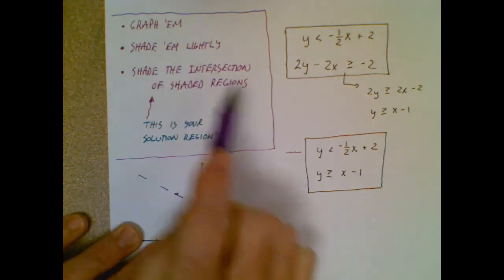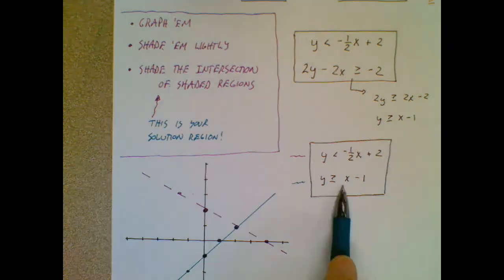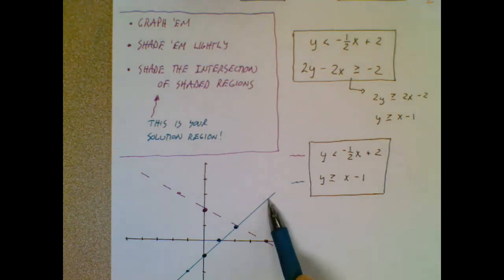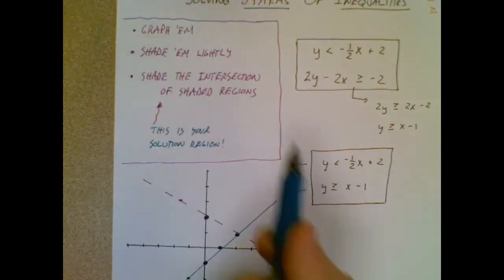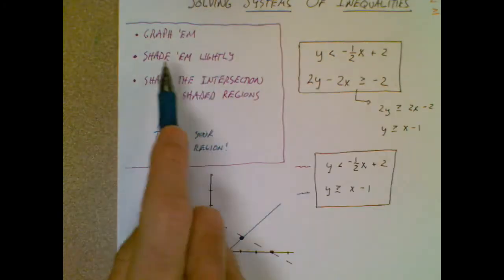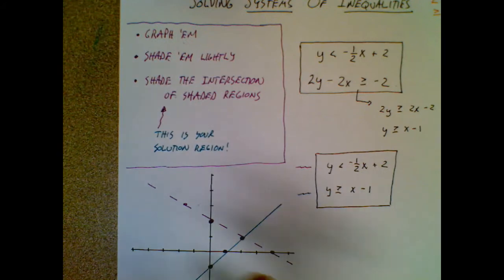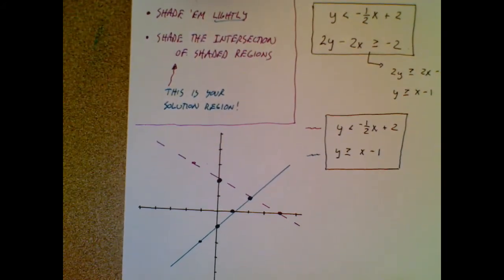All right, so I've graphed the top one. Now I'm going to graph the bottom one. The bottom inequality is now graphed right there. So I've taken care of my first step, which is graph them. The next step says shade them lightly. So you'll see why you want to shade them lightly.